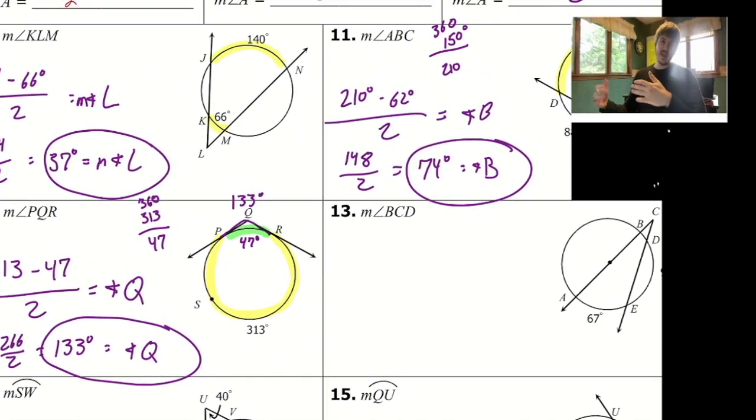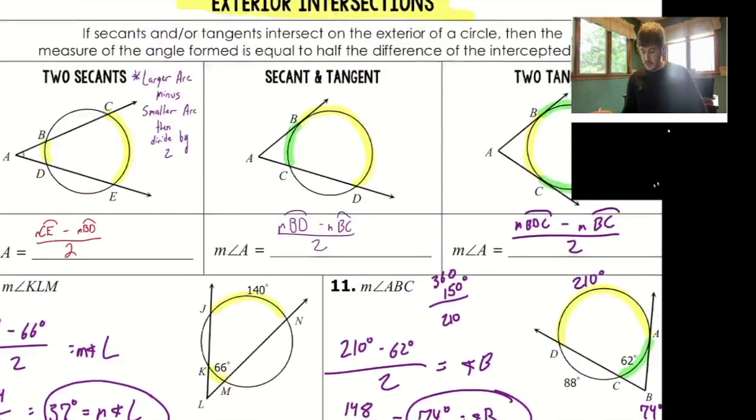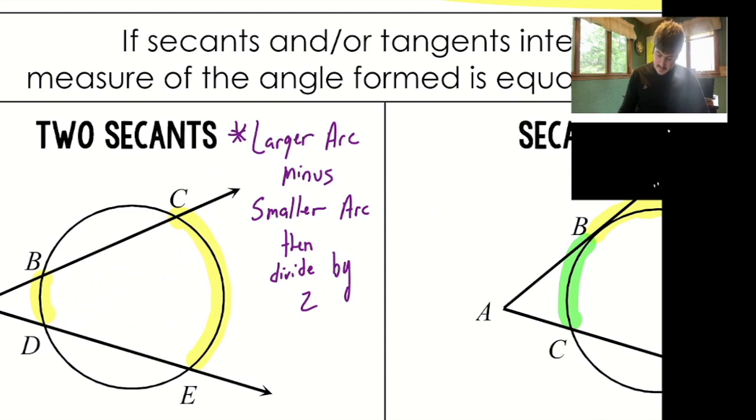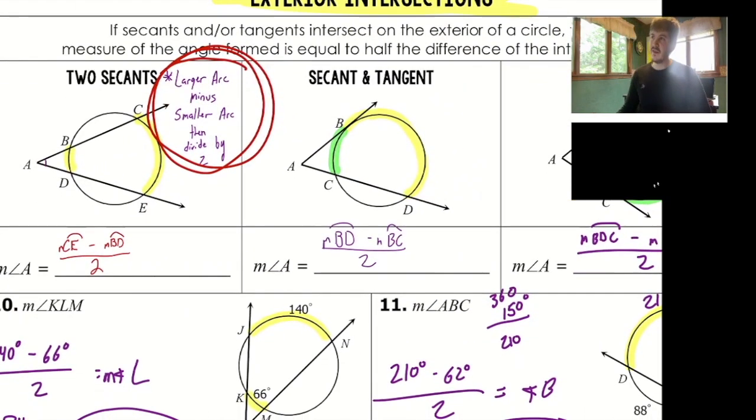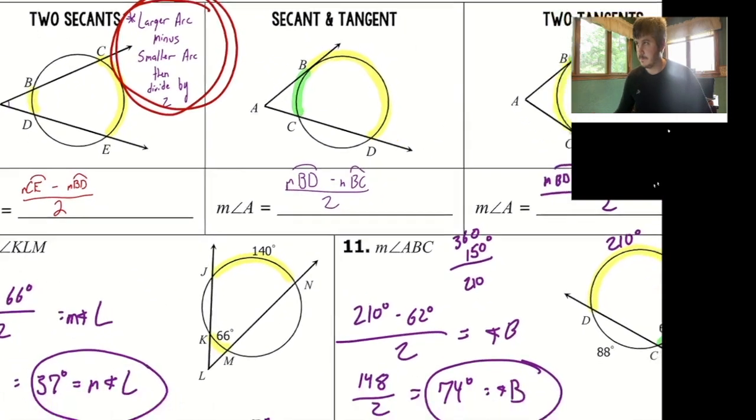But notice I don't have to keep going back and forth to the diagram and say, all right, it's 2 tangents, which rule do I use? It doesn't matter, as long as we're following this rule every time. Big arc minus little arc divided by 2. So even though I say, yeah, it's 3 rules, it's really not. It's really the same rule just being applied in different ways.